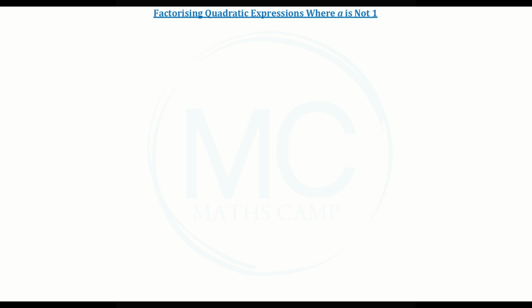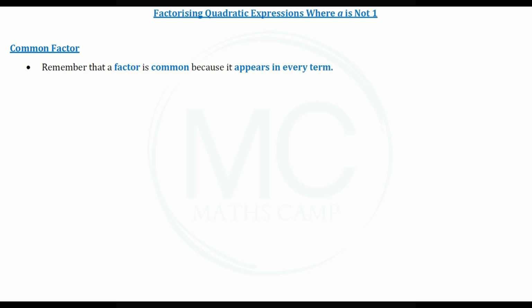Hi. When we first looked at factorizing, we started by finding common factors. This is probably the most important thing to remember when working with factorization. You need to look for common factors in every expression you work with. It does not matter what it is. Remember that a factor is common because it appears in every term. This can help us factorize quadratics where the coefficient of x squared, which we call a, is not 1.